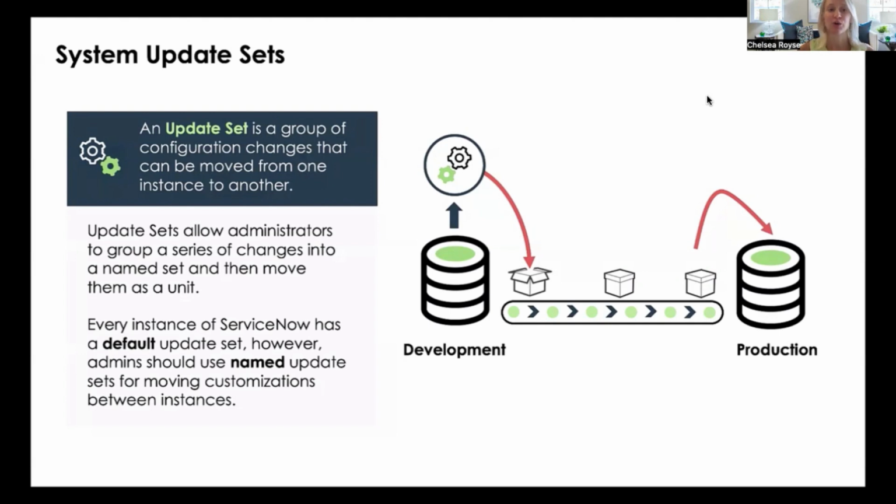An update set is a group of configuration changes that can be moved from one instance to another. This allows admins to group a series of changes into a name and then move them as an entire unit. Every instance in ServiceNow has a default update set. However, admins should use named update sets when moving customizations between different instances.